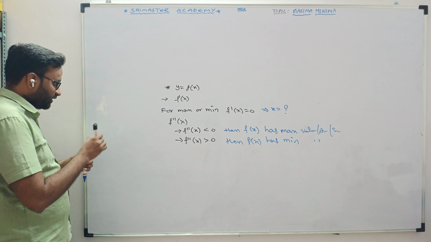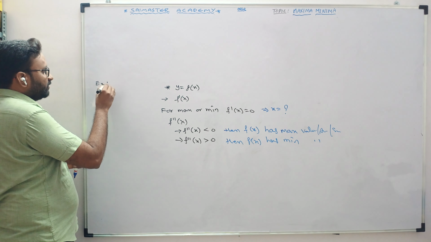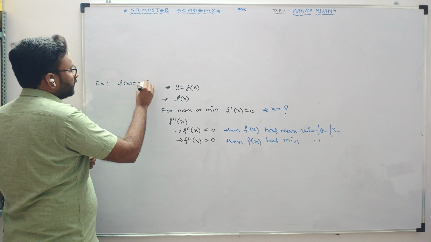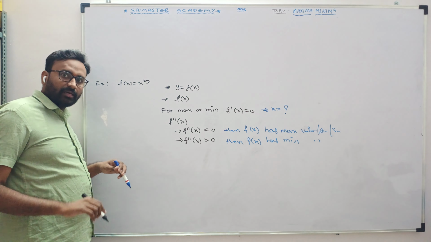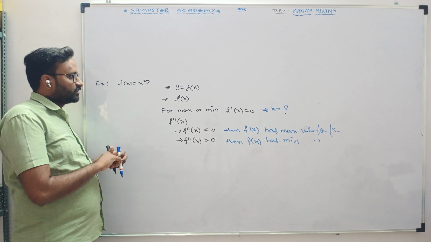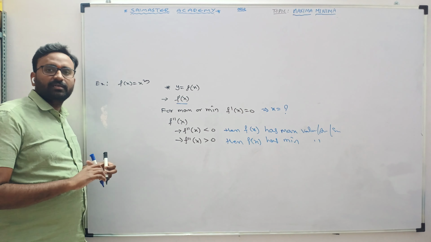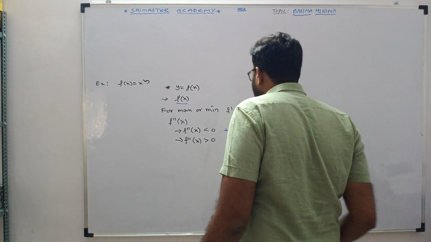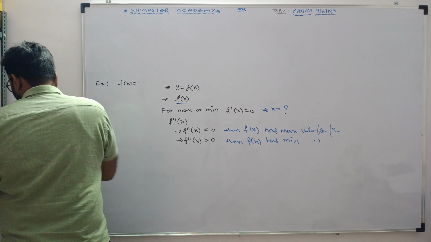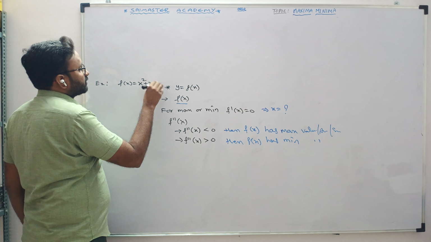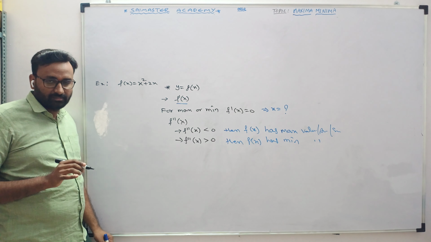Example to cheppte meeku easy ga artham avutundi. Let's take one example. Function ante f of x is equal to x square anukundam, x cube anukundam. Okay, x square, x cube rendu idiye. First em cheyali ani cheppa, nenu f dash of x kanukkondi ani cheppa, right? So x cube kakunda nenu em chestunnante, x square plus 2x is fine. Okay, this is the function.